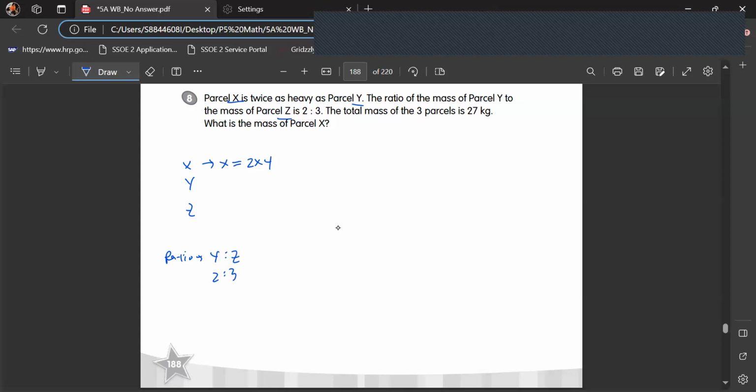So I can draw X first. So X is twice as heavy as parcel Y, so X and Y. Y will be 1 unit. So X is twice, that means X will be 1 unit, 2 unit. Then according to here, it says that Y is 2 is to 3.